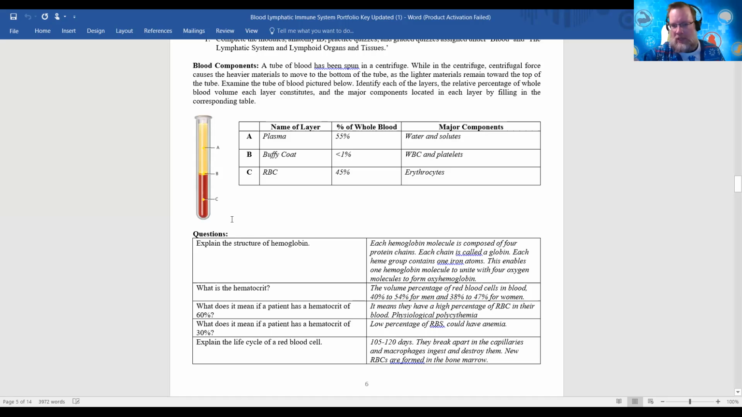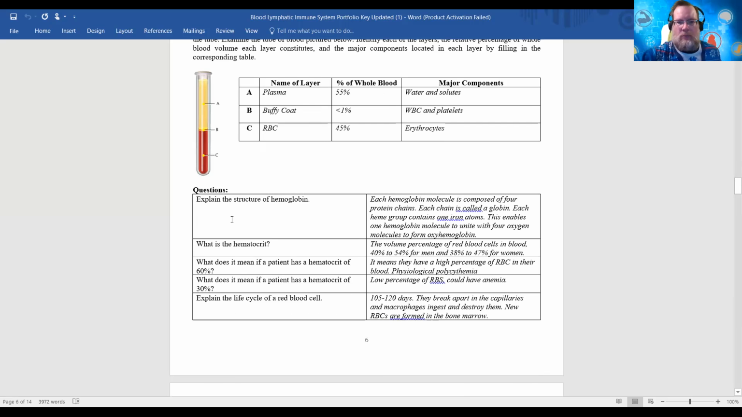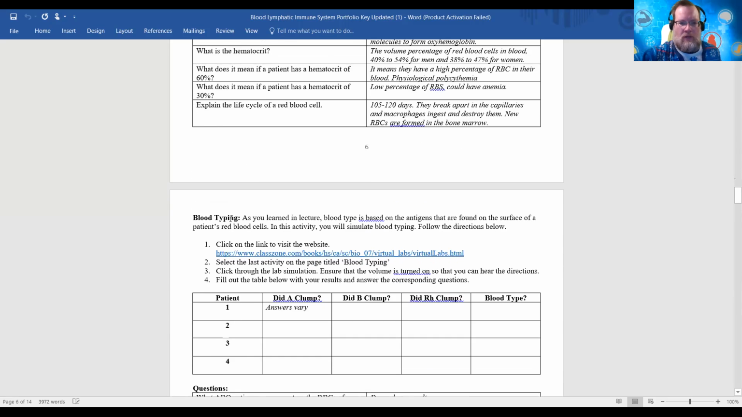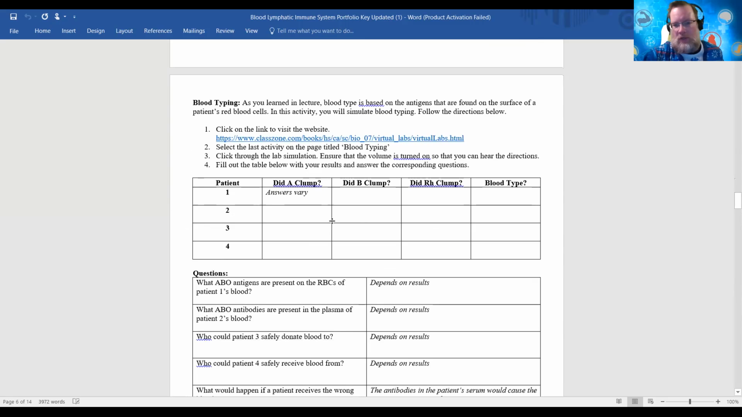So anyway, components of the blood. Again, we see plasma, red blood cells, and then the buffy coat there in the middle. And then this one, blood typing. Your answers will vary, it's going to depend on your results. There's a website you're going to want to click on. It's very straightforward. It goes through a couple of different basics of blood typing. You're looking for clumping, or they call it agglutination or coagulation. You might see that term, but clumping is really what we're looking for.